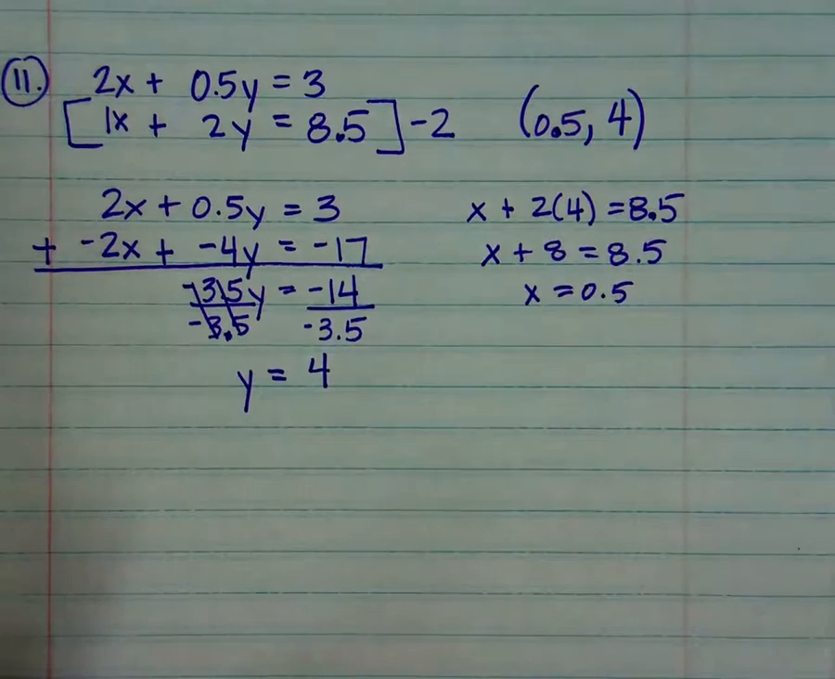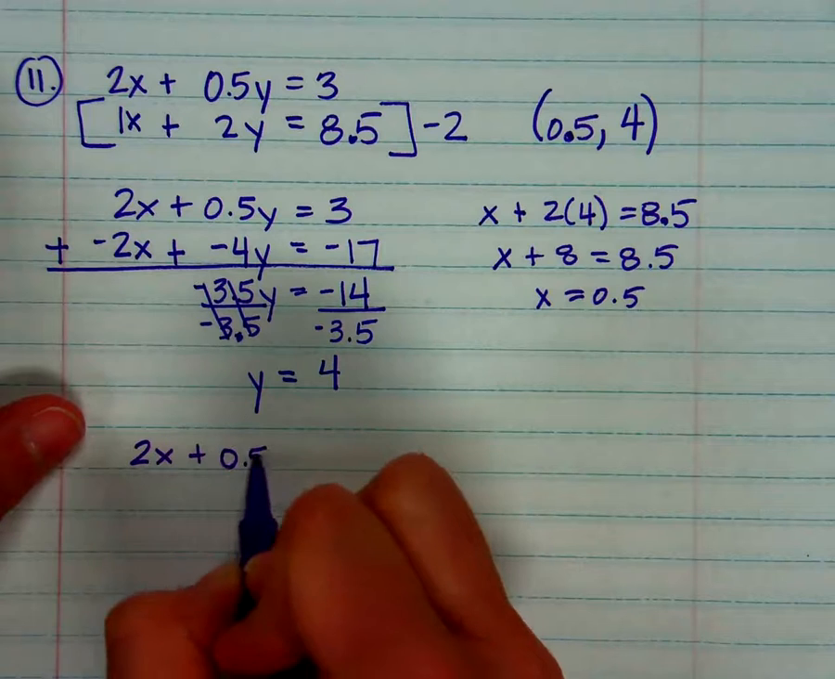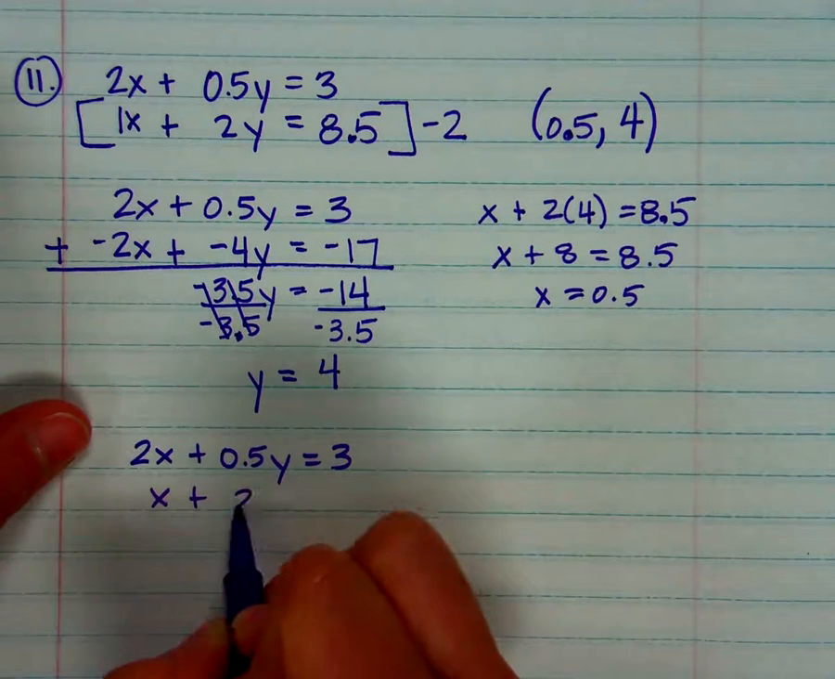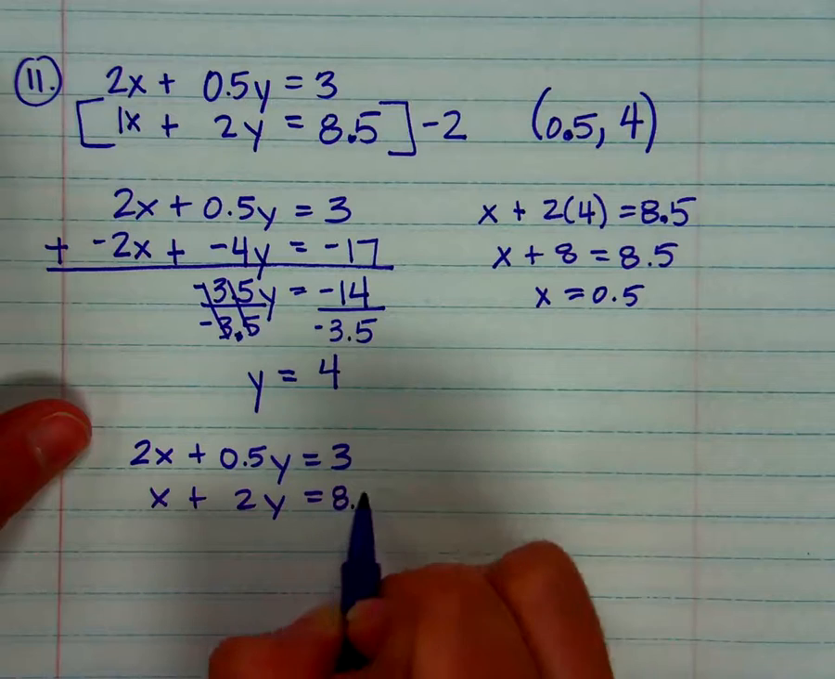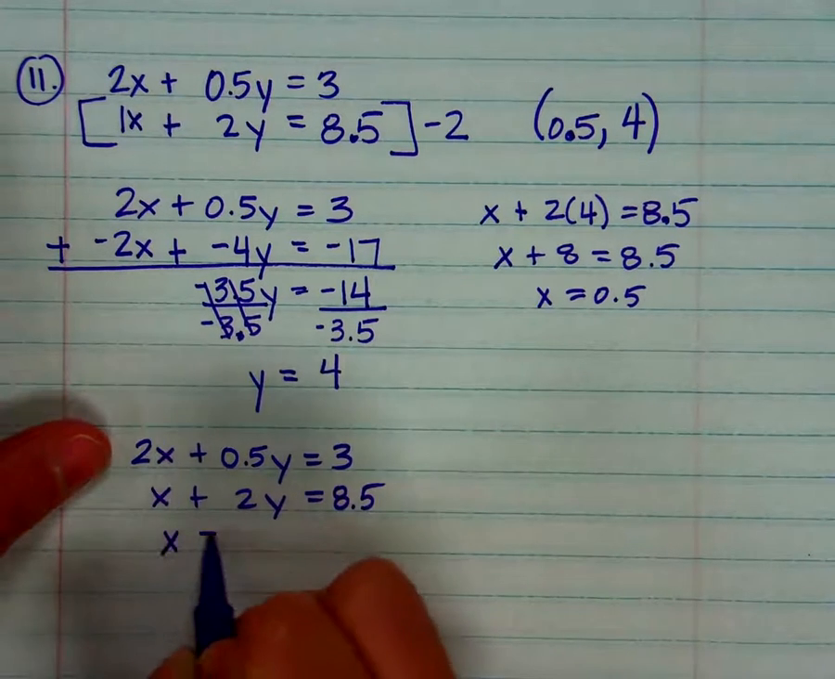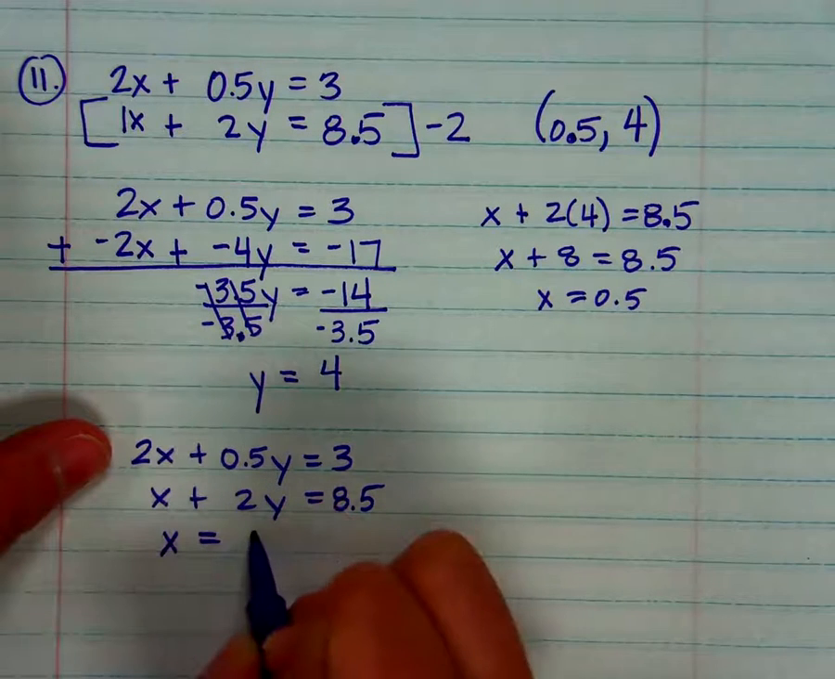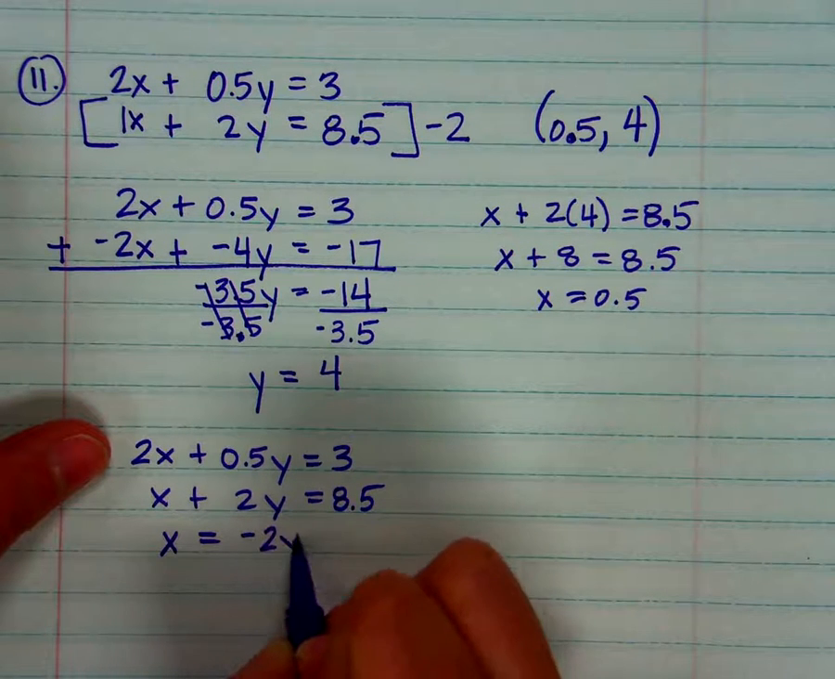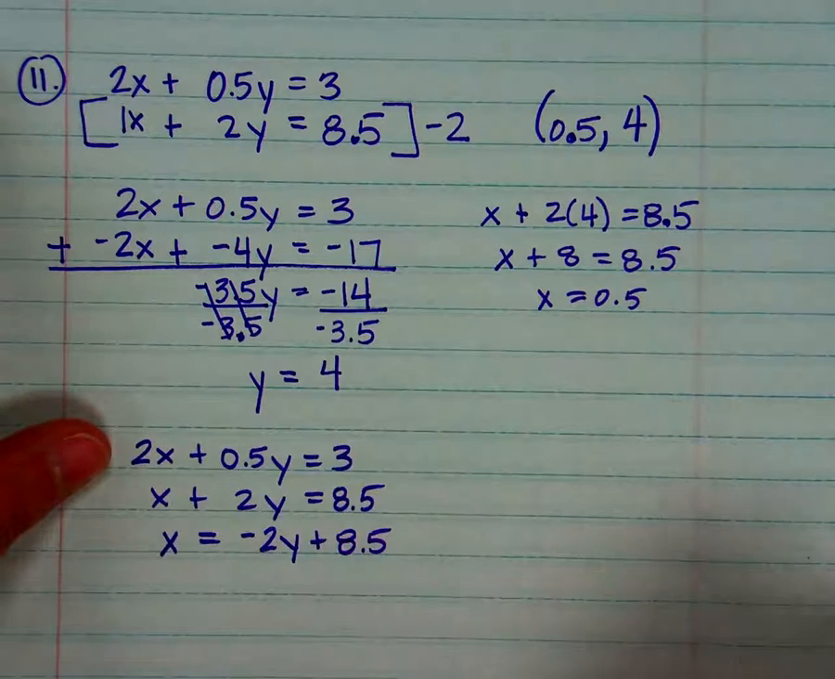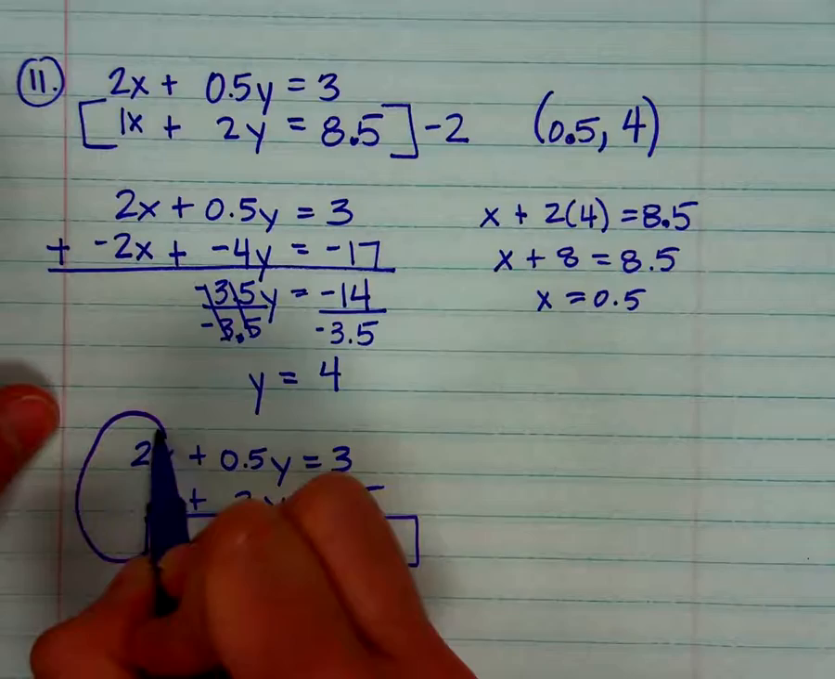You do not have to redo it again, but I'm going to show you how you could have solved this using substitution, which is what we've been doing. x plus 2y equals 8.5. I'm going to rewrite this equation solving for x in terms of y. So I'm going to subtract 2y from both sides. So x equals negative 2y plus 8.5. These two things are equivalent. I'm then going to take this and plug it into there.